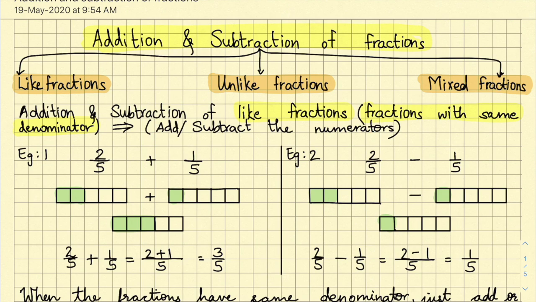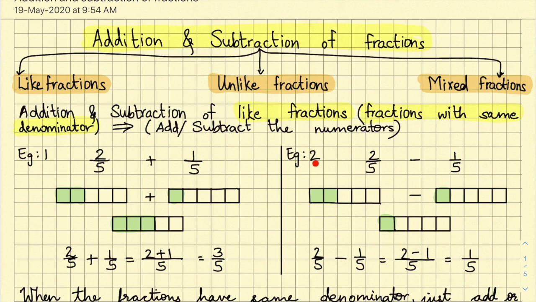For example, we have 2 over 5 plus 1 over 5. Here you can see two parts are shaded out of 5 equal parts and one part is shaded out of 5 equal parts. When we add 2 over 5 and 1 over 5, we see 2 shaded parts plus 1 shaded part is equal to 3 shaded parts out of total 5. So 2 over 5 plus 1 over 5 is equal to 2 plus 1 over 5, which is equal to 3 over 5. So when the fractions have the same denominator, just add or subtract the numerators.